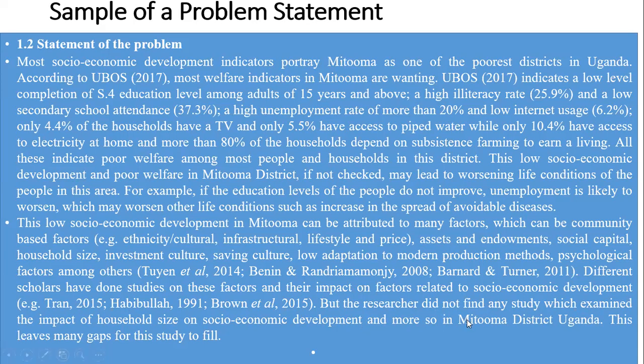Then he added, and more so in Mitoma, which means the researcher has identified two gaps for this study to fill. Share with us in the chat the first gap is referring to which type, and the second gap is referring to which type. Share with us in the chat. I want to check and see that we are really following, and that you will be able to identify your own.